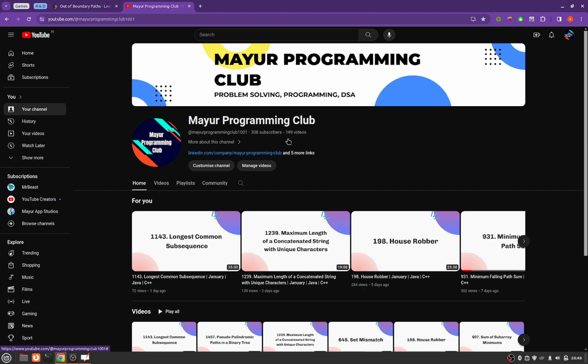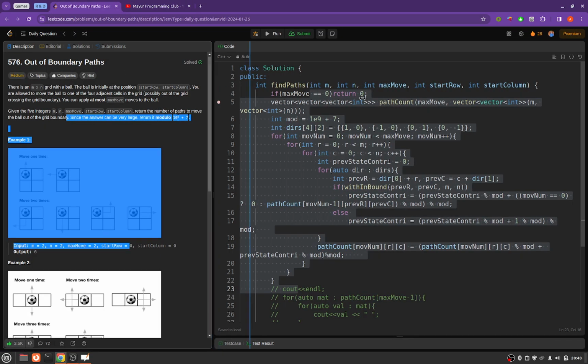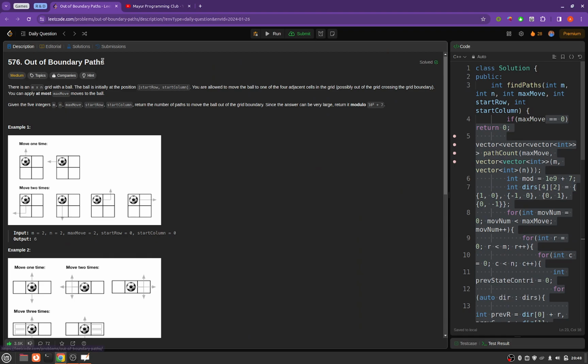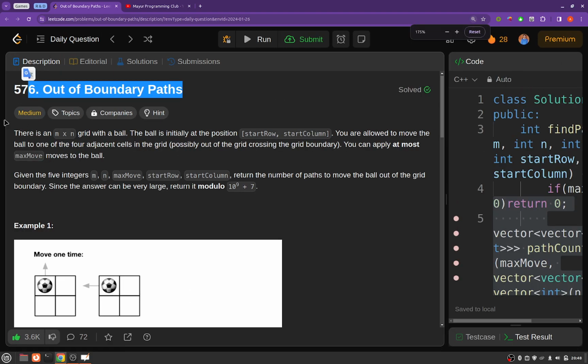Today we will be solving another daily Leetcode problem, and the problem's name is out of boundary paths. So the problem statement goes like this. There is an M cross N grid with a ball. The ball is initially at the position start row and start column.